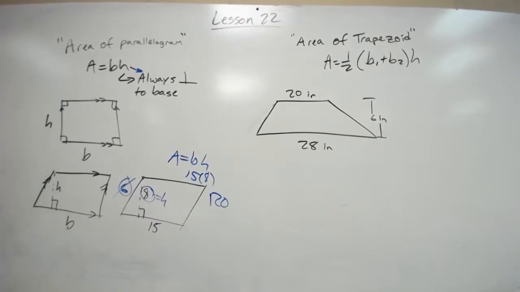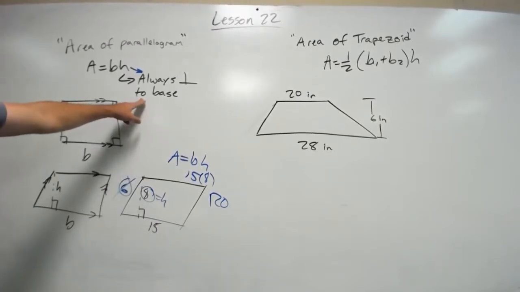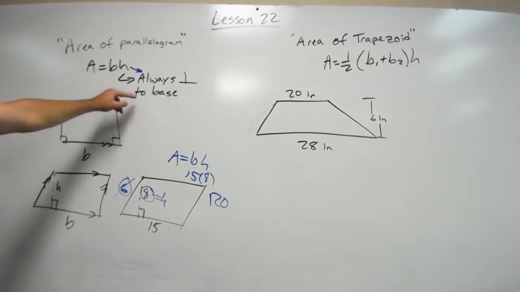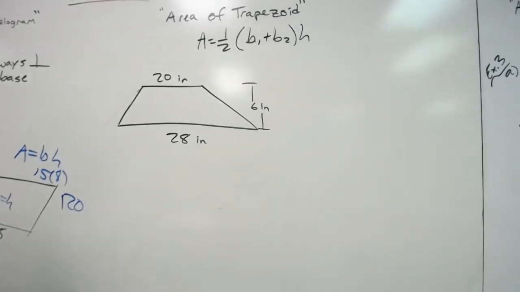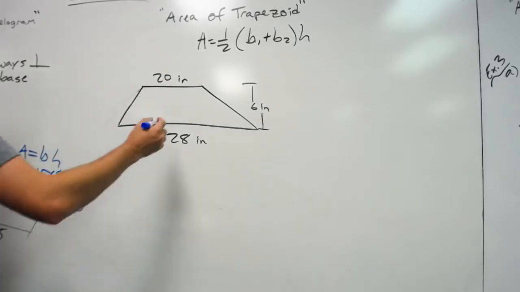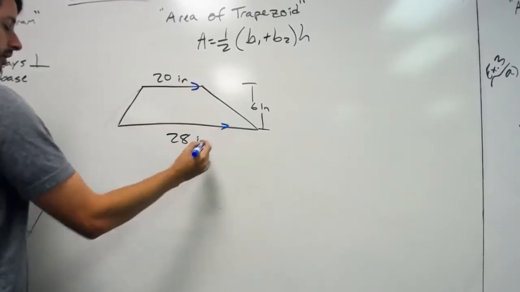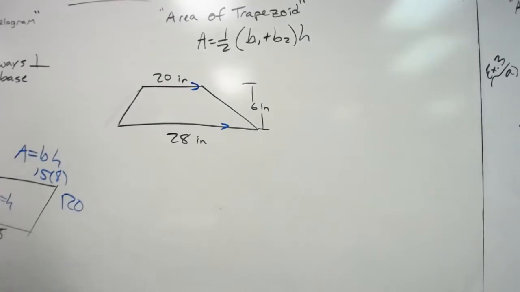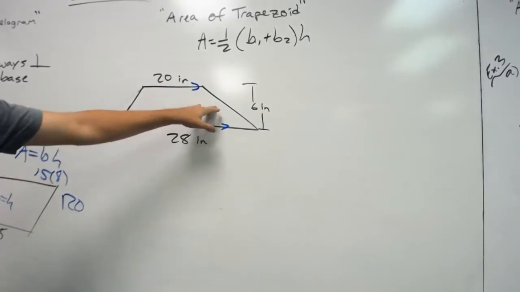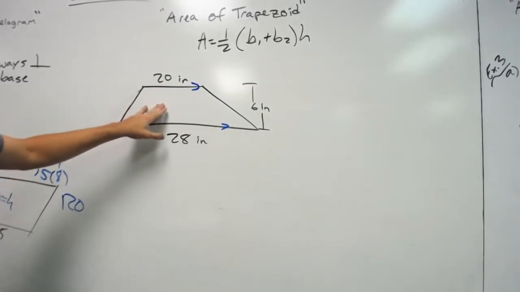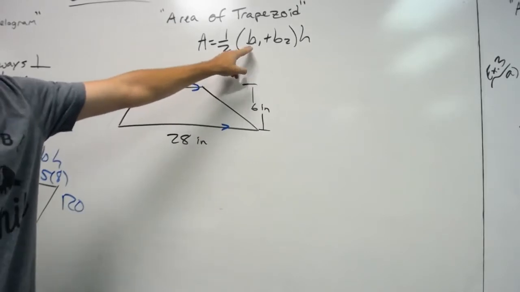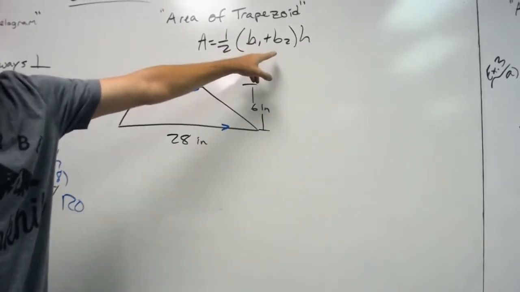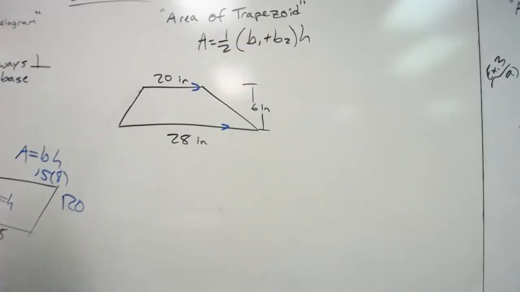The main thing is to make sure that the height is always perpendicular to the base. Now let's look at a trapezoid. Just so you remember what a trapezoid is, a trapezoid has one pair of opposite parallel sides, and then the other opposite pair is not parallel. The area of a trapezoid is this formula: 1/2 times the sum of base 1 plus base 2 times your height.